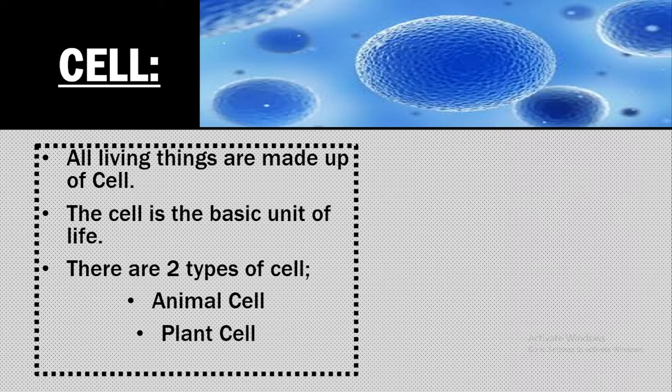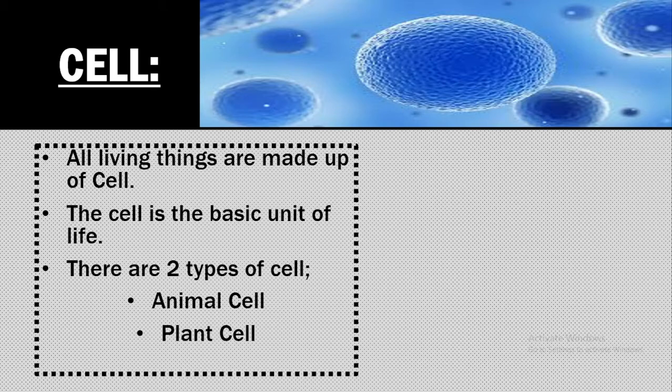Every living organism is made up of cells. Similarly, a house is made up of bricks or blocks. Without bricks and blocks, the house cannot be made. In the same way, all living things are made up of cells, and the cell is the basic unit of life. The cell is the basic unit of all living organisms.